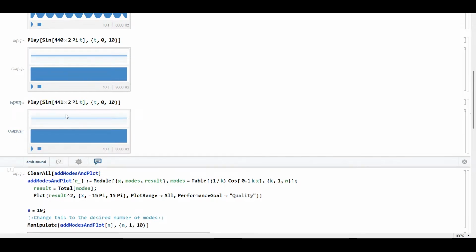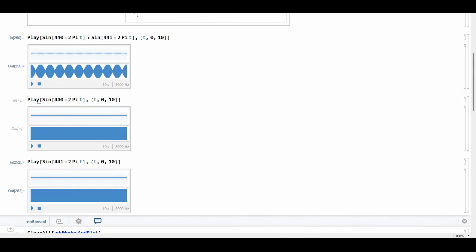But when you add the two waves, then you can distinguish the amplitude. It is increasing, decreasing because of this beat. Increase, decrease, increase, decrease, increase, decrease. Okay, so this was about audio beat frequencies.